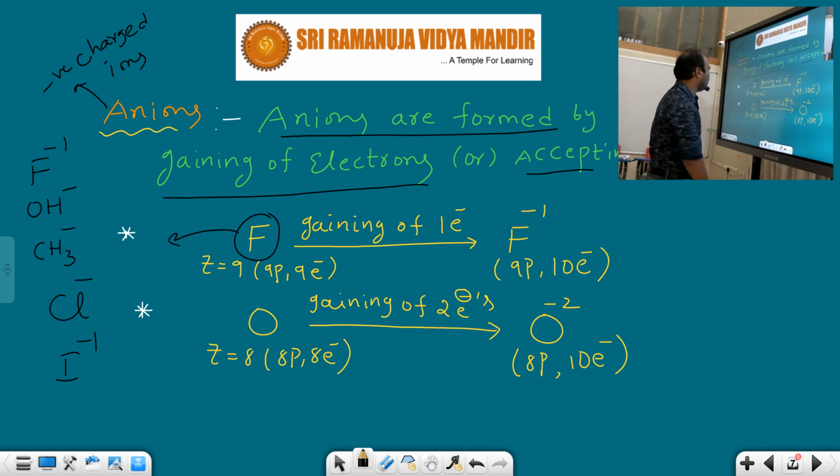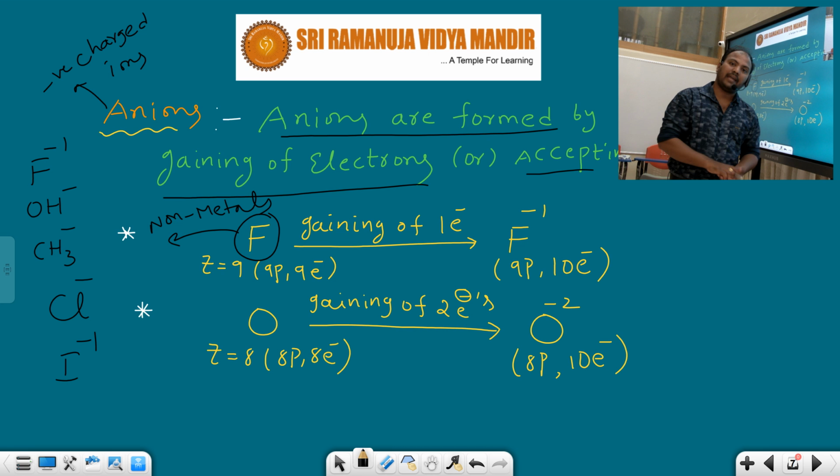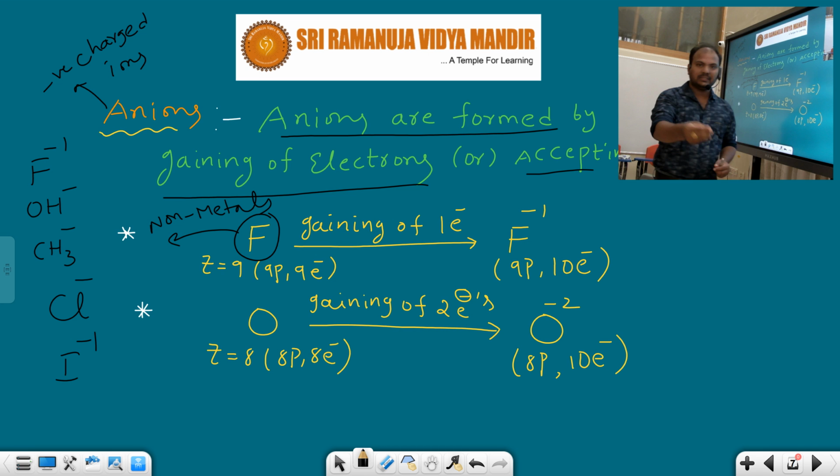Generally non-metals, generally most of the gases. Gases are generally non-metals. Fluorine is a gas, oxygen is a gas, nitrogen is a gas. So non-metals are capable of gaining electrons, and whenever they gain electrons, they act as anions. Anions are simply negatively charged ions. Here fluorine is a non-metal which is capable of gaining electrons. Here fluorine is the atom. Gain of how many electrons? 1 electron. Whenever gaining, it is represented as minus.